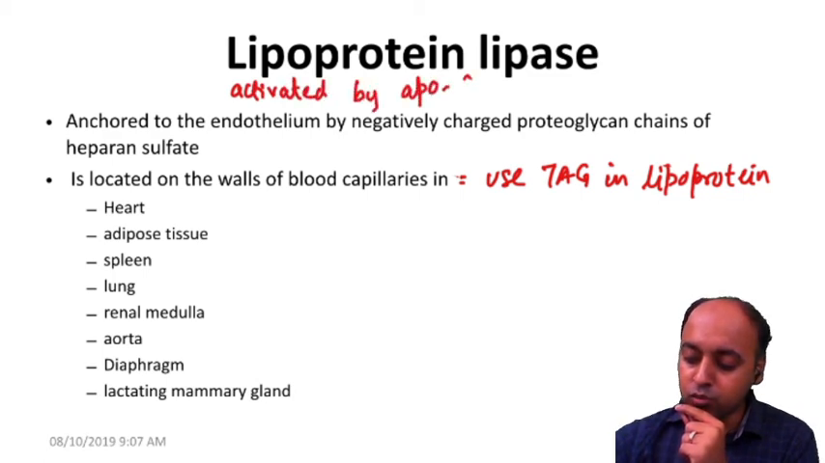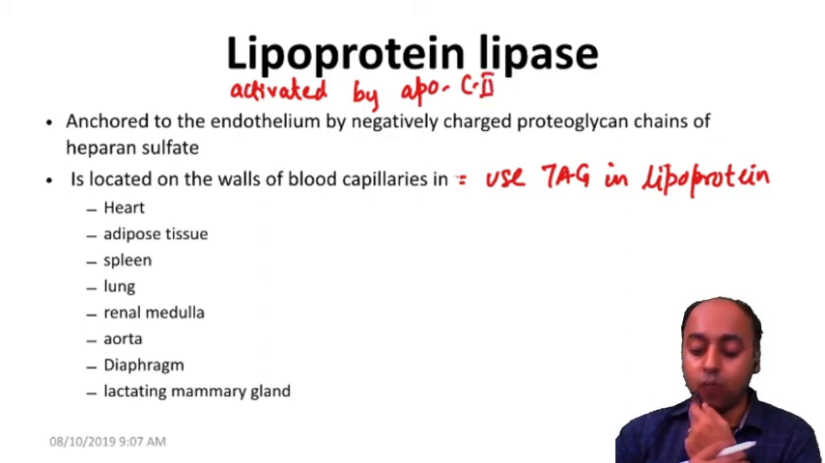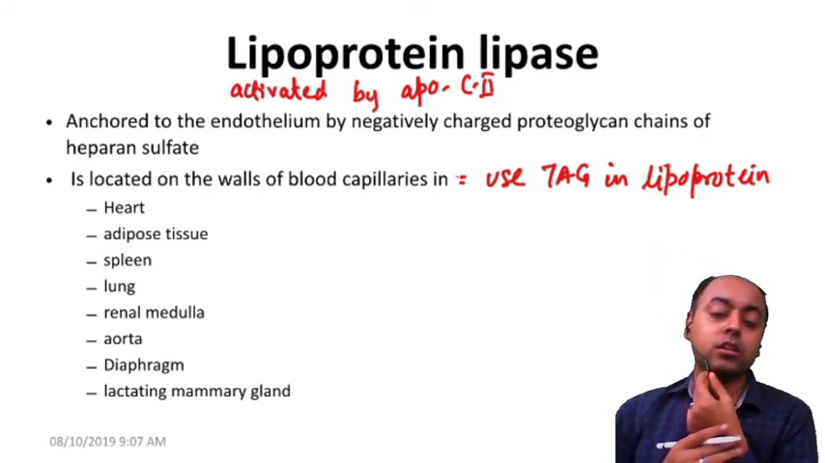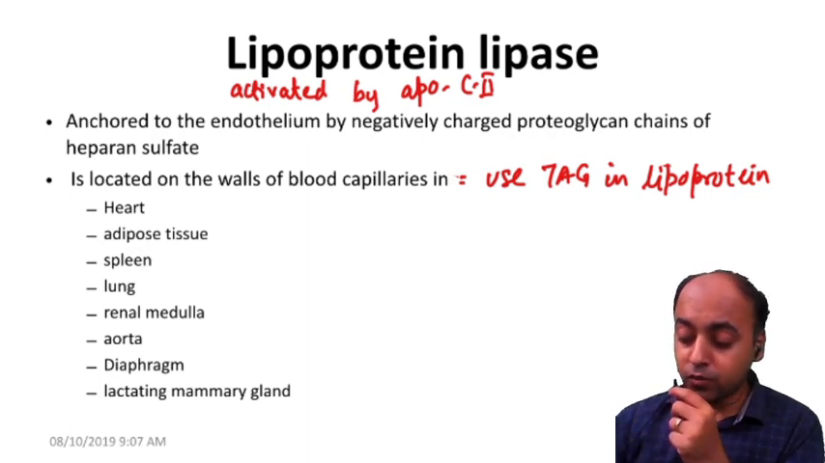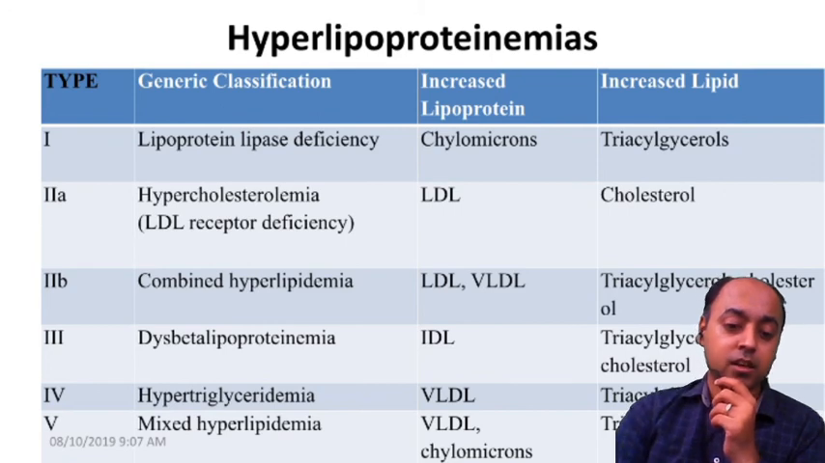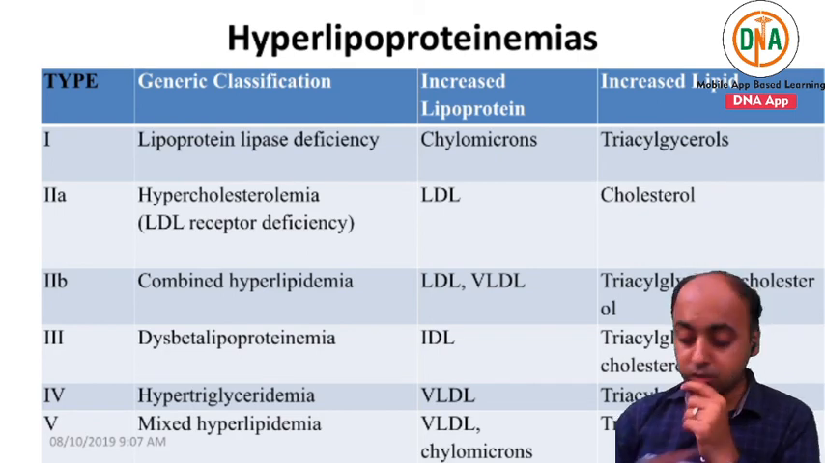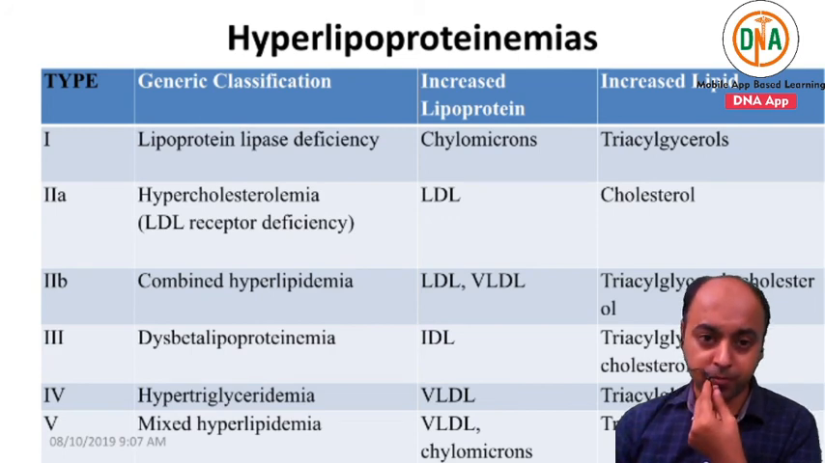If ApoC2 is not there, then the lipoprotein lipase will not work. So this is in brief about the lipoprotein and how they are transporting the lipids in the body. One thing which you will read further in medicine is the different hyperlipoproteinemias. From a biochemical point of view, I'll highlight three of them.